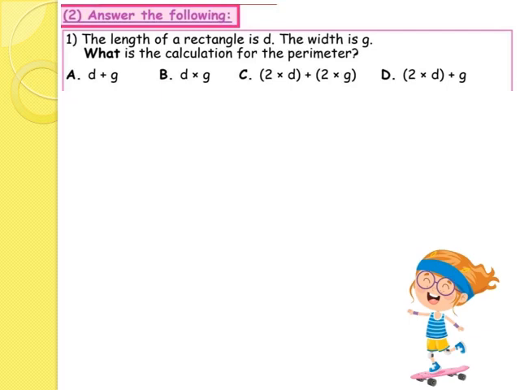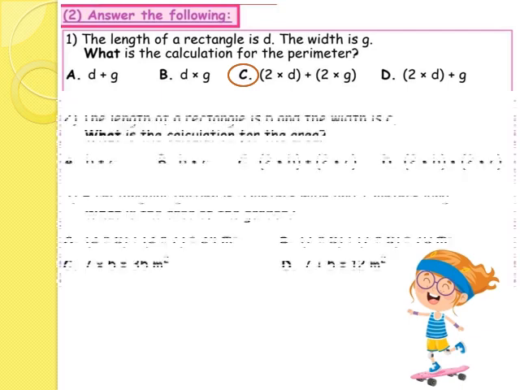The perimeter of a rectangle was, excellent, length plus width by 2. It's 2 lengths and 2 widths. The length here is D. So I have 2D and 2G. What is the right answer? Super. It's C, 2D plus 2G.